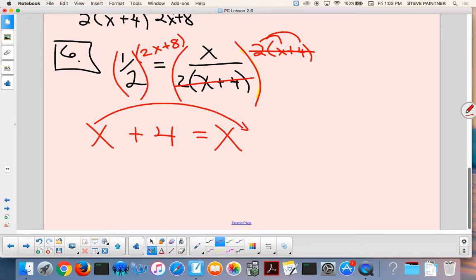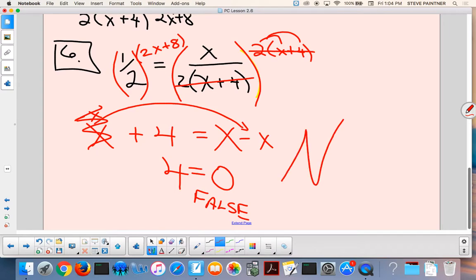How? Minus x. And what happens here? 4 equals 0, which is false. If you remember, the question was, does it cross the horizontal asymptote? No. So this is no. It does not cross the horizontal asymptote. So that's information you need to know.